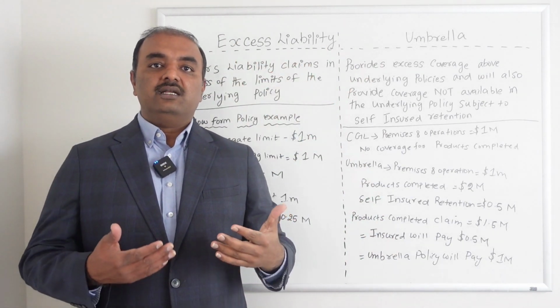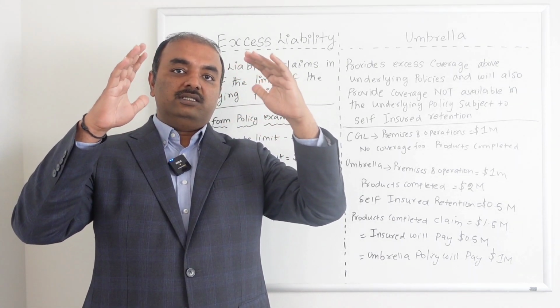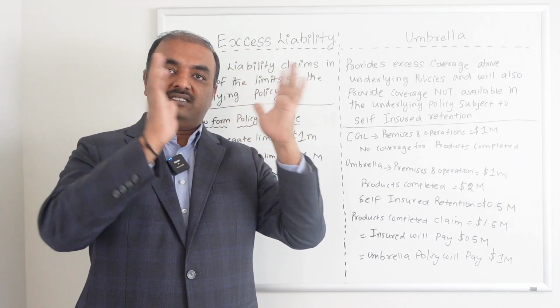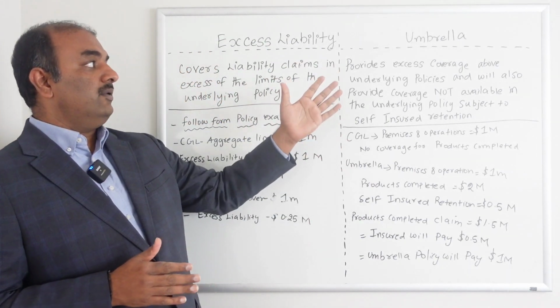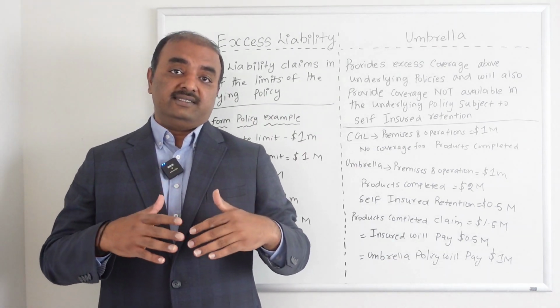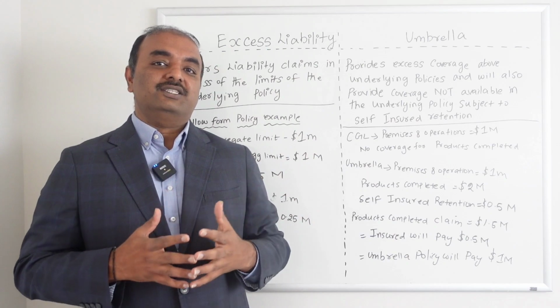Excess liability is basically a follow form, where it follows the underlying policy's conditions, structure, etc. and just increases the limit. Whereas an umbrella policy also provides the excess limit plus additional coverages apart from the underlying policies.